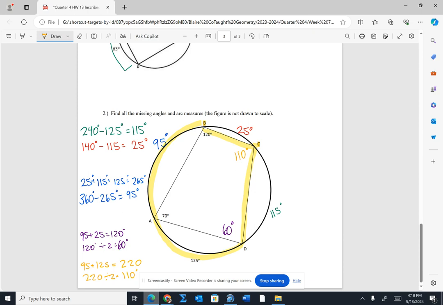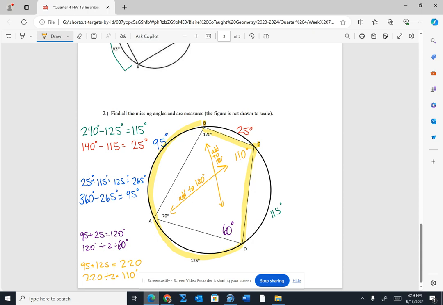All right, I want you to take a look at something. 120 and 60. I mentioned that there's a lot of different ways that those might be related, but look at the 70 and the 110. Those add up to 180 degrees. Does that work for 120 and 60 also? It does.